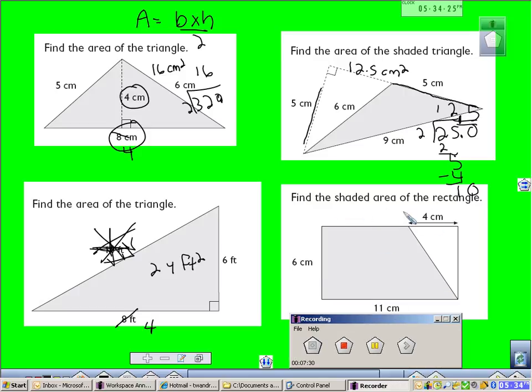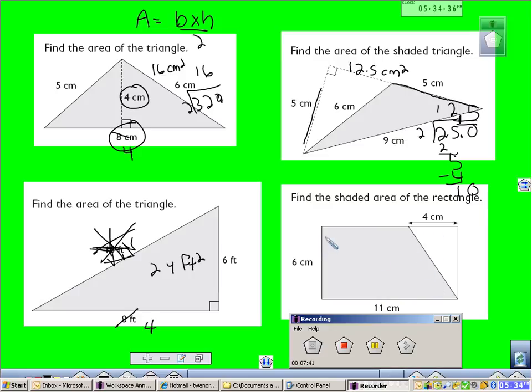Now this one says find the shaded area of the rectangle. Oh, the shaded area. This is the shaded area. So think about what we know. We know how to find the area of a triangle. We know how to find the area of a rectangle. This is where they want us to apply our smarts.